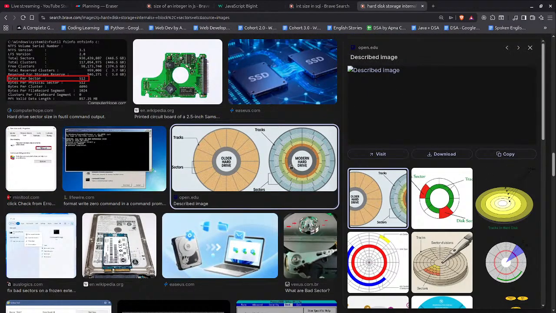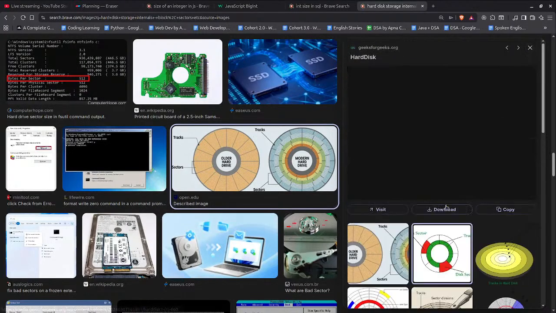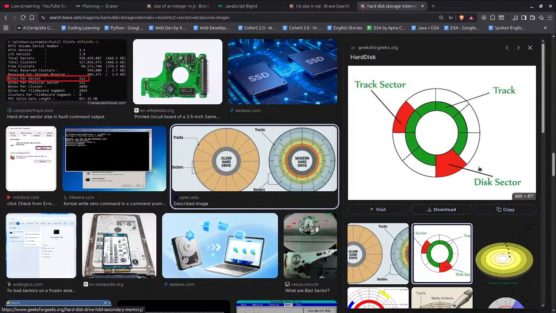Ultimately this is how the hard disk looks. So coming back to internally, ultimately this is how the data is actually stored. Coming back to this one, there are three things. There is a track, so this whole thing is a track, one circular section. Then we have sectors as well.